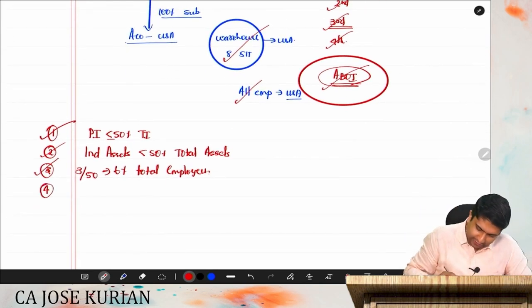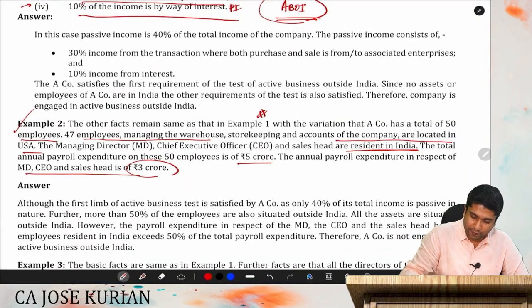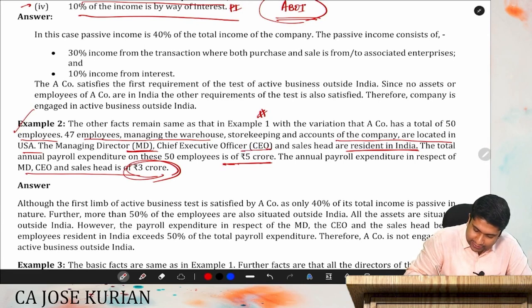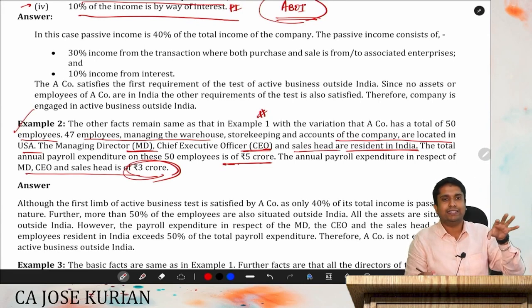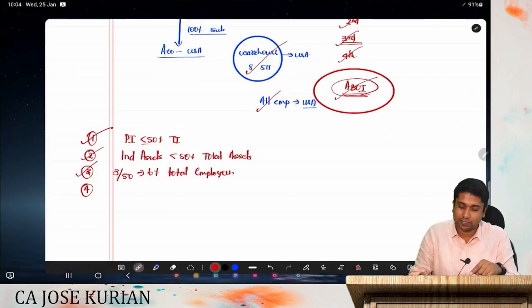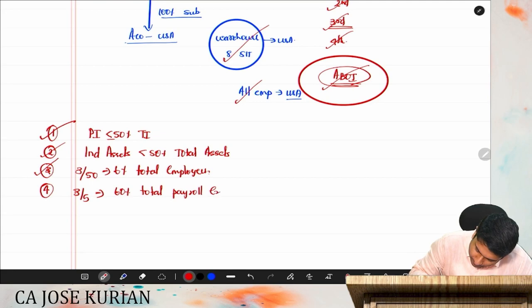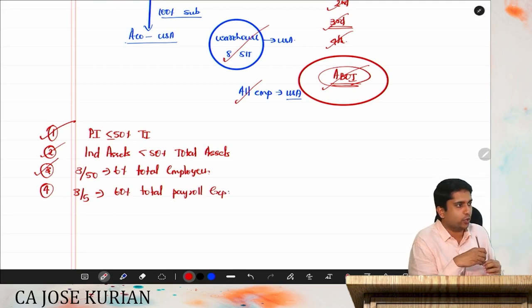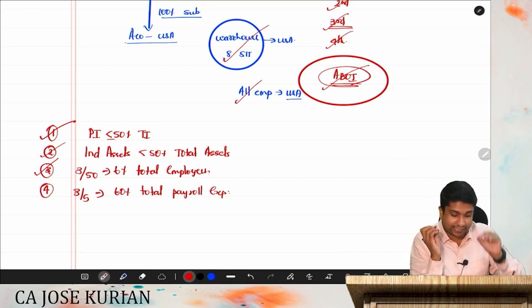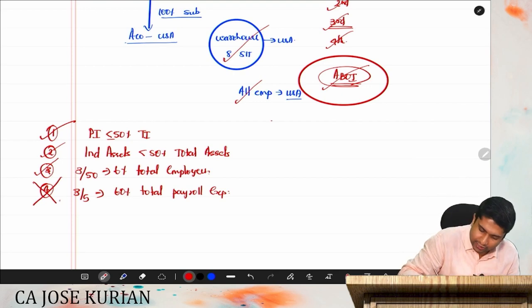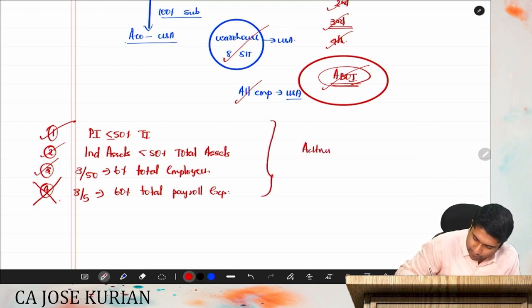And what about condition number 4? They say the total payroll expense is 5 crore. Out of that 5 crore, 3 crore is earned by the managing director, CEO and sales head. All 3 of them are in India. So you tell me, what is the percentage of payroll expenses to those employees in India? 3 by 5, that is 60% of total payroll expenses is earned by Indian residents. Yes or no? 60% of the total payroll expenses are given to Indian residents. And the fourth condition is not satisfied. We cannot say that the fourth condition is satisfied. It is failed. And hence, we can say active business is not outside India.